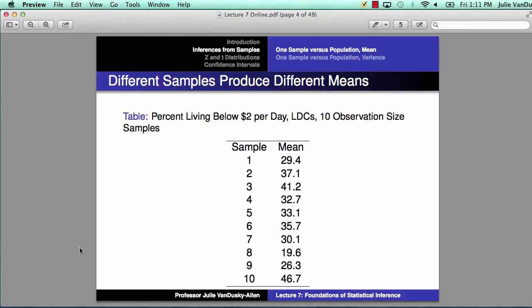In order to illustrate how far off a sample mean can be, I created 10 random samples from the dataset of the 124 less developed countries. The averages for the percent living below $2 a day variable range from 19.6% to 46.7%. As you can see, different samples can lead you to draw different conclusions about the true population mean. Clearly, these values are often not perfectly reflective of the true population mean of 34.8%.